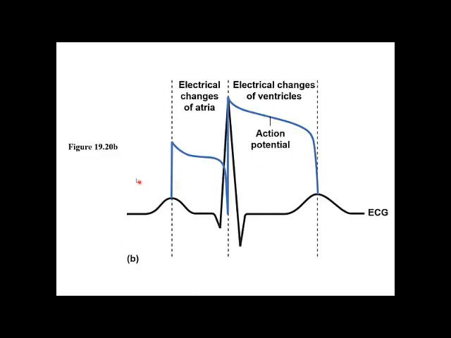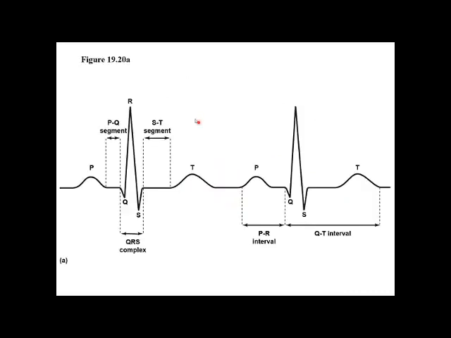This image shows the EKG overlaid with two cardiac cell action potentials. Between here and here, electrical changes of atria. This is our P wave, atrial depolarization. And then this gap here is the plateau phase of these cells. Here is atrial cell repolarization, but it's buried in this QRS complex with the start of ventricular depolarization. Plateau phase of ventricle cells, and then all the way down here, this is our T wave, this is our ventricular repolarization.